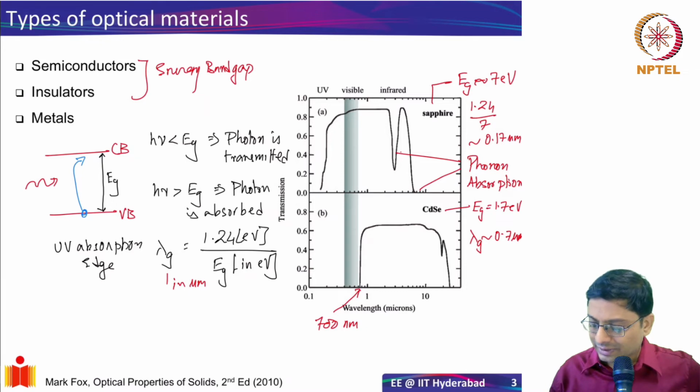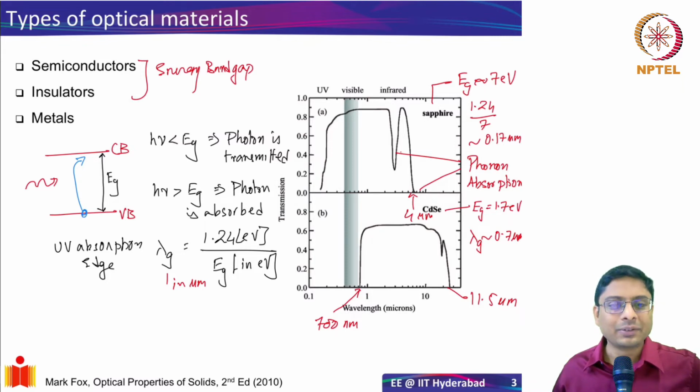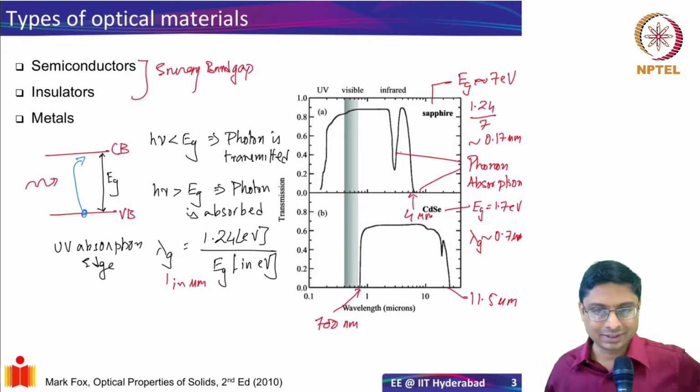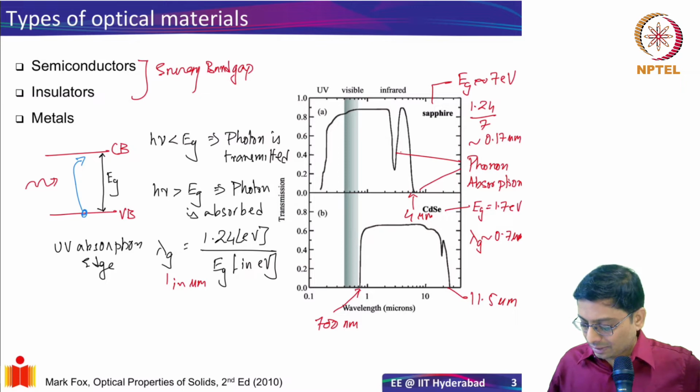And you see a similar signature at the longer wavelength, where the phonon absorption is kicking in. You might ask, why is the phonon absorption kicking in at around 11.5 microns in this case, where it goes to 0? This is 11.5 microns. And in the case of sapphire, this is maybe about 4 microns. Why is the phonon absorption edge different? Well, we will come back and answer that in the subsequent lectures. But for now, this is a phenomenological description of what is happening in a semiconductor.